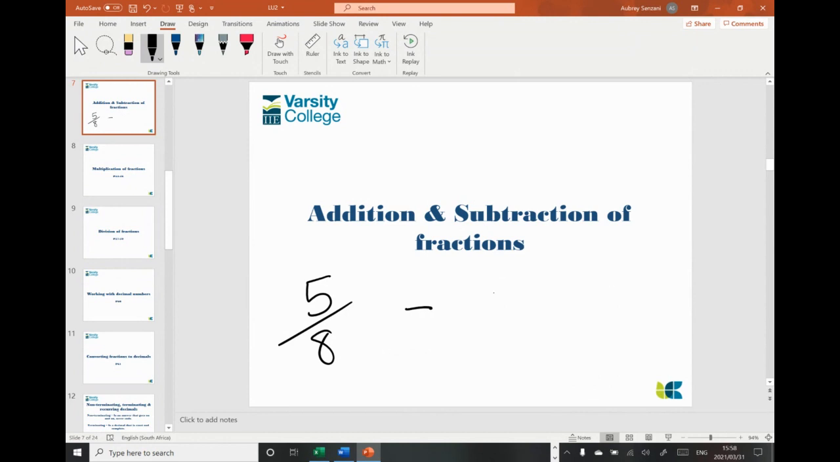What about when we have to subtract? So let's say we subtract 3/12. What must happen over here? Again, we need the same base. So how do we do this? What base can we use? What number does 8 and 12 both go into? Somebody tell me there in the chat.